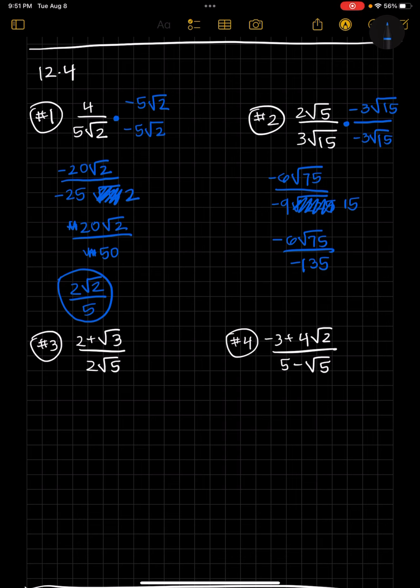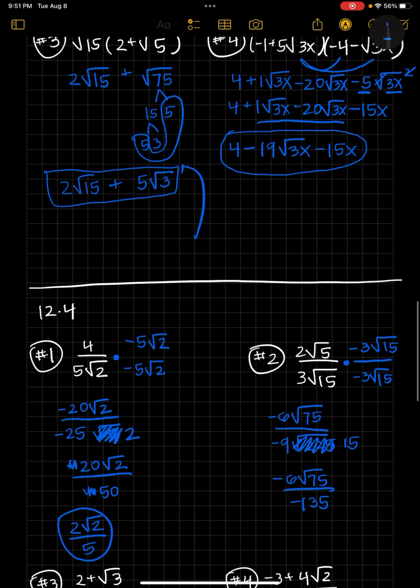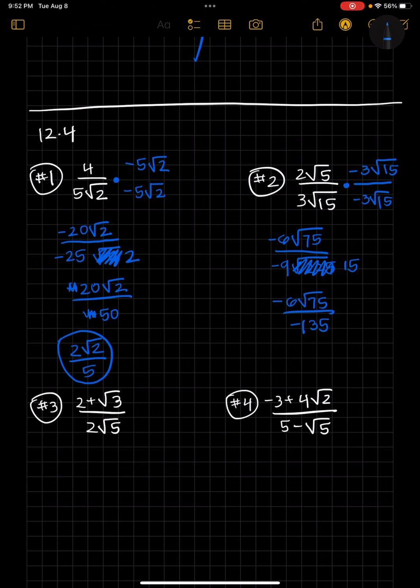Now, we can simplify the square root of 75. I'm going to cheat and go back up here and look at this guy right here. The square root of 75 was 5 square root 3. So if I use that and change the square root of 75 to 5 square root 3, then I get negative 6 times 5, which is negative 30 square root 3 over negative 135. We can simplify the 30 and the 135 by first taking out the negatives, and then we can divide both of those by 3, I believe.